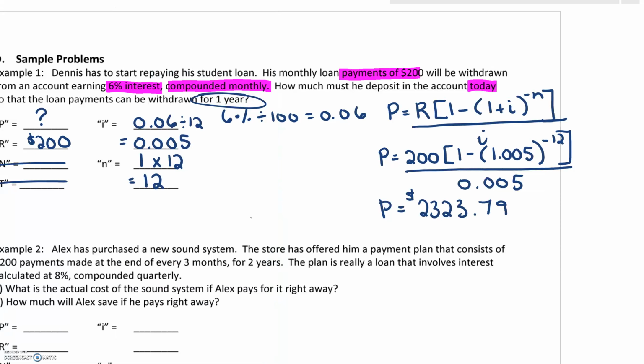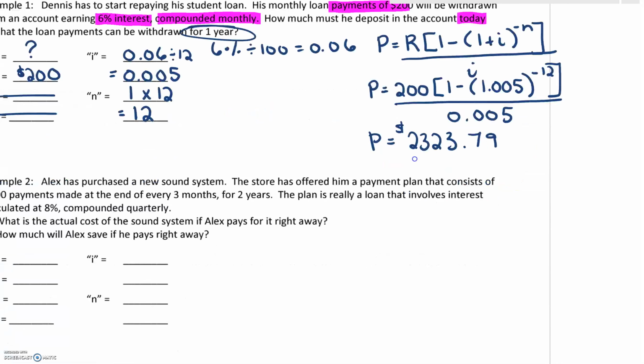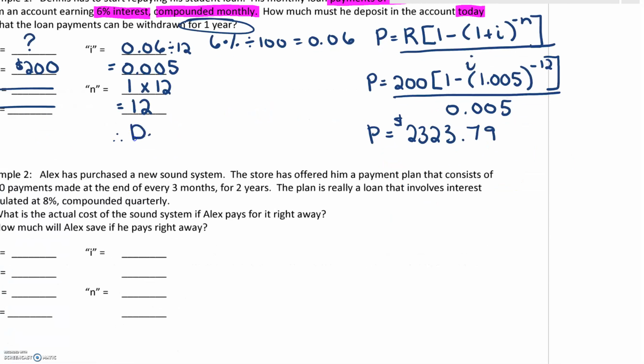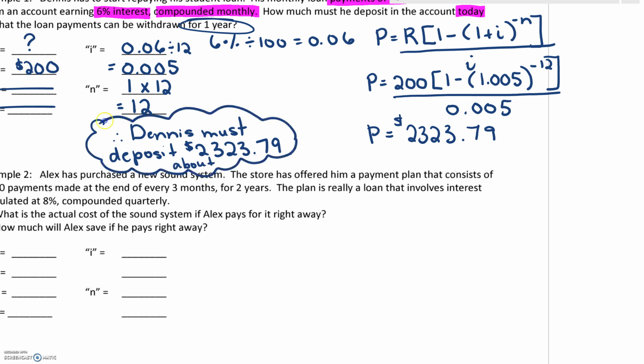So again, a little concluding sentence here. Therefore, Dennis must deposit $2,323.79. And because we rounded, I want the words about or approximately. So that's exactly what I'm looking for here.